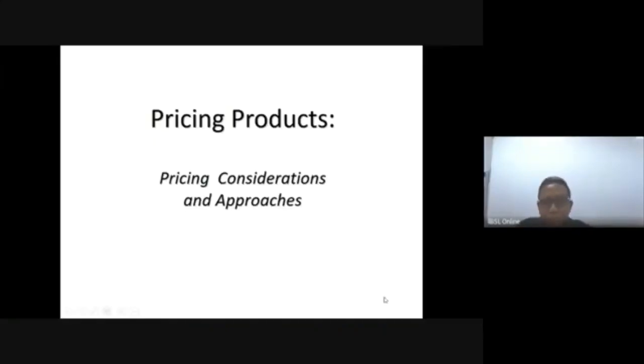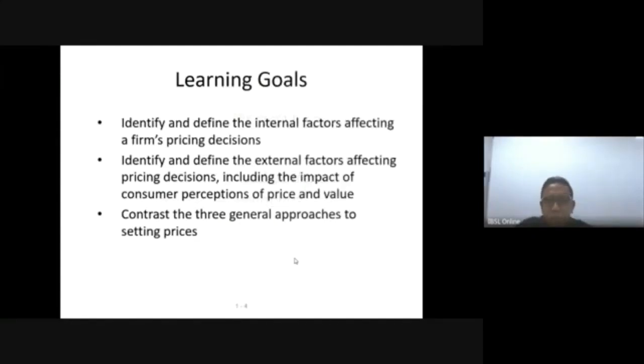Good. So now we have done 1P in the marketing 7P's model. The product is done. Then we get into the pricing, the price P. Learning goals. Identify and define the internal factors affecting the firm's pricing decisions. Identify and define external factors affecting the pricing decisions, including the impact of consumer perceptions of price and value. Contrast the three general approaches to setting pricing.